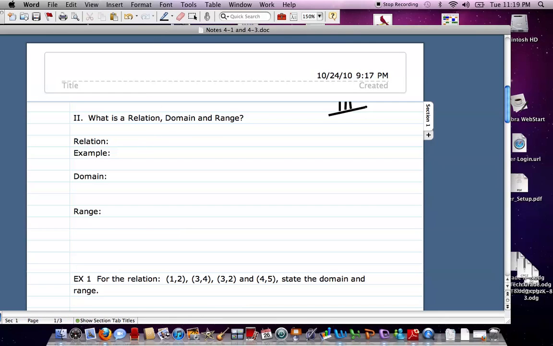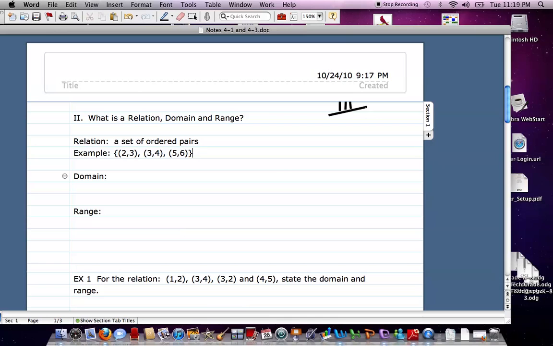Now, a relation is simply a set of ordered pairs. An example of this might be, and you always put them in a set, so a set always starts with one of those funky brackets, and a set of ordered pairs might be (2, 3), (3, 4), and (5, 6). That is a set of ordered pairs.